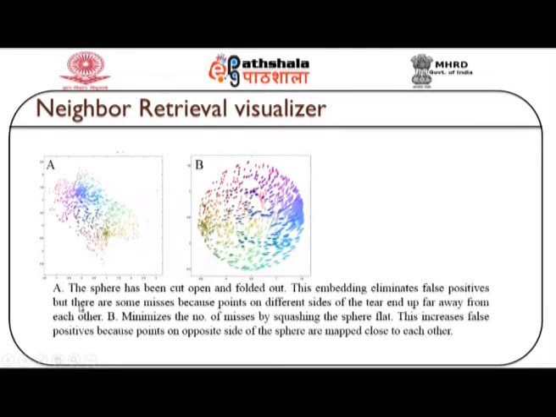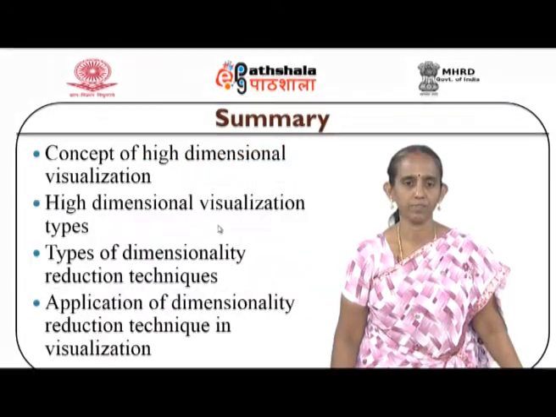This embedding eliminates false positives. There are some misses because points on different sides of the tear end up far away from each other in A. And B minimizes the number of misses by squashing the sphere flat. This increases false positives because points on opposite sides of the sphere are mapped close to each other when the sphere is being squashed flat.